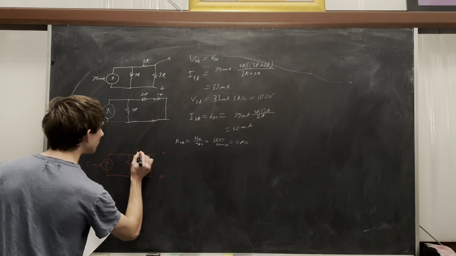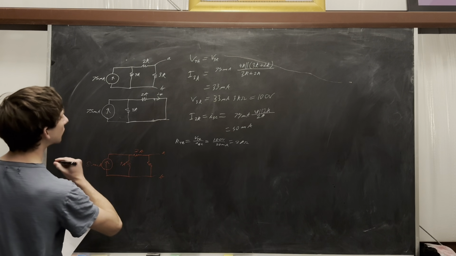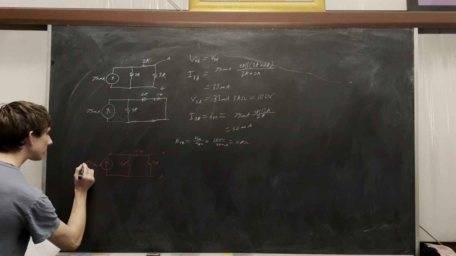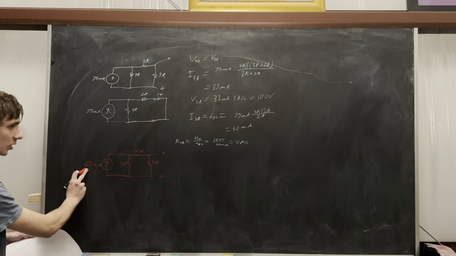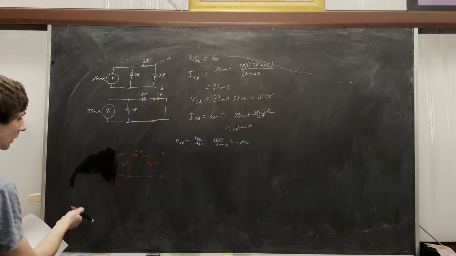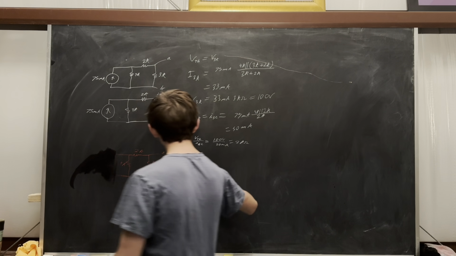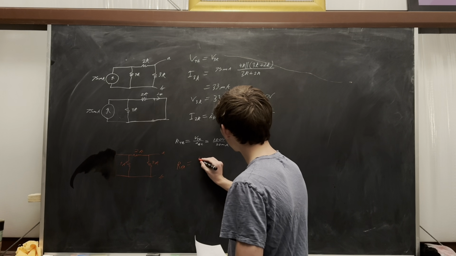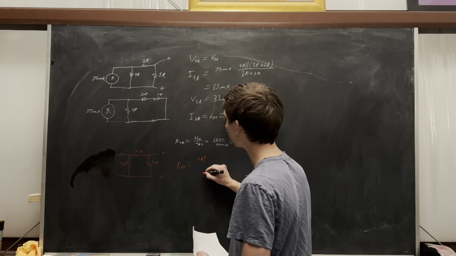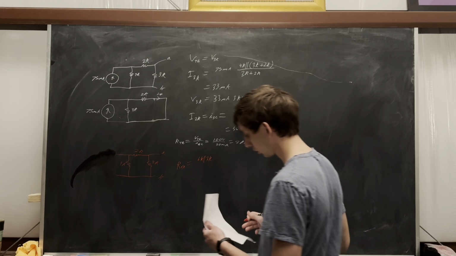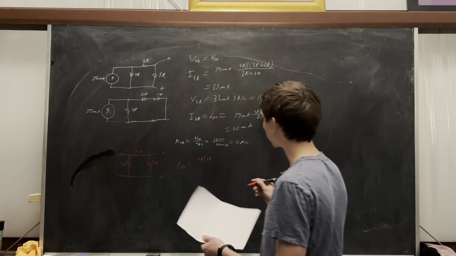This guy is 2K, 4K, and 3K. This is 0 milliamps. A 0 amp source is the same thing as an open, so we'll just get rid of that. And you can see we can just combine these in series and parallel. So our R-Thevenin would be 6K in parallel with 3K, right? Combine these two in series, 4K and 2K. And that is also 2 kilo ohms.